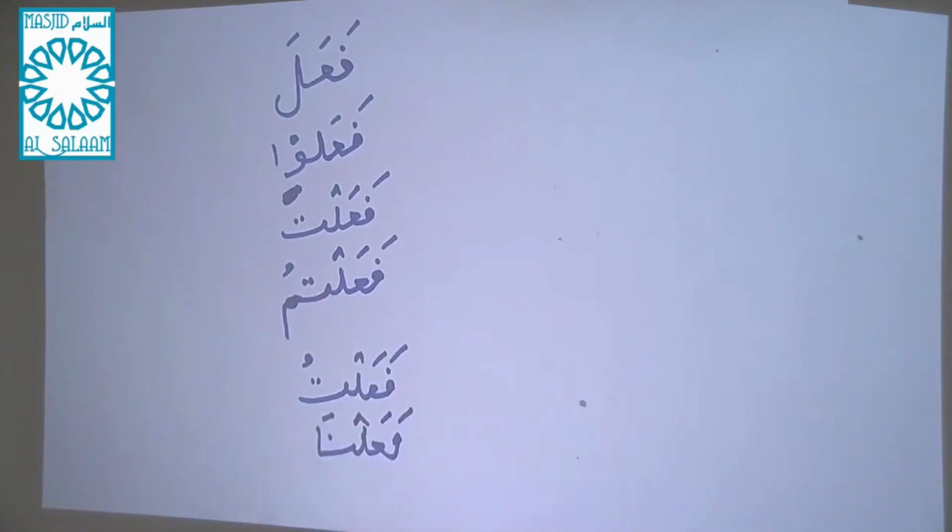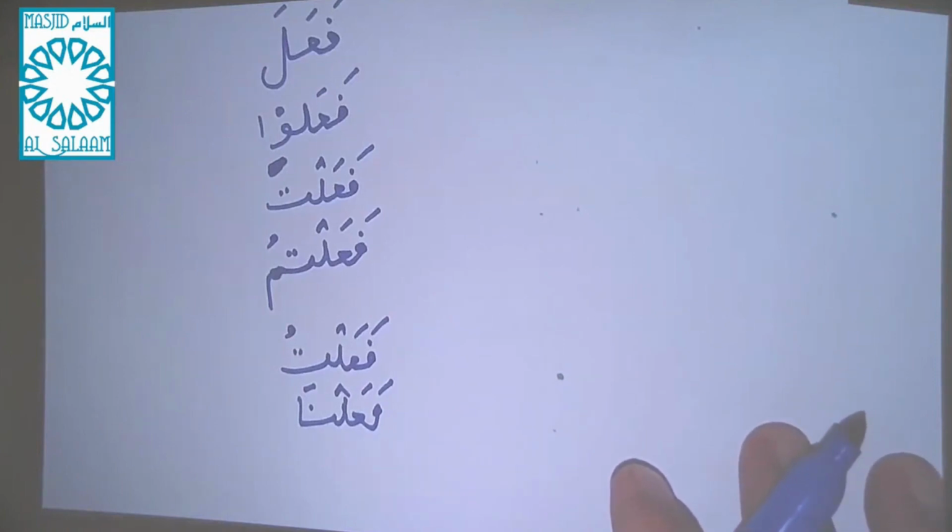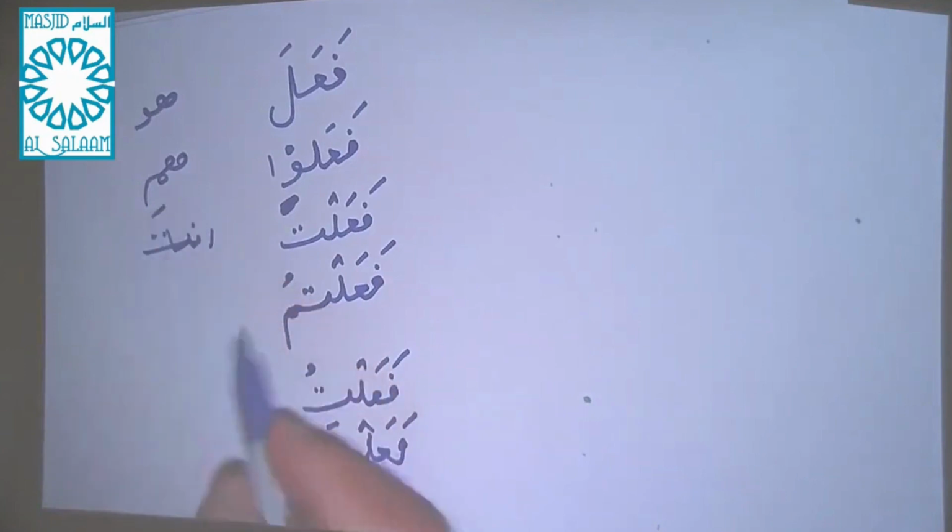Right? And now we know the meaning. Fa'ala, he did. Fa'alu, they did. Fa'alta, you did. Fa'altum, you all did. Fa'altu, I did. Fa'alna, we did. And to make it easy for you, I'm going to put huwa, hum, anta, antum, ana, nahnu. Got it? Is it making sense now?